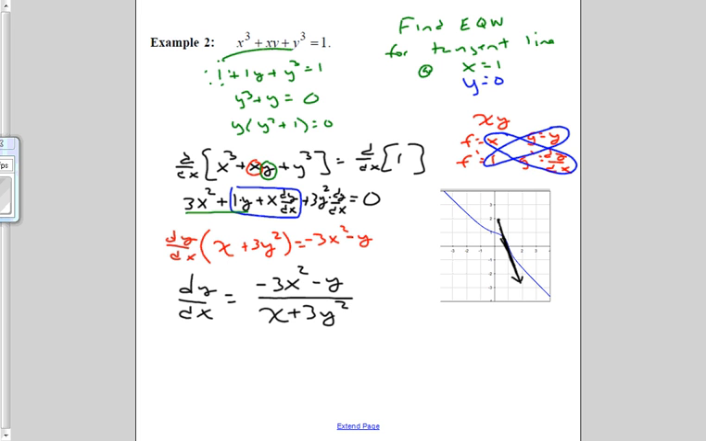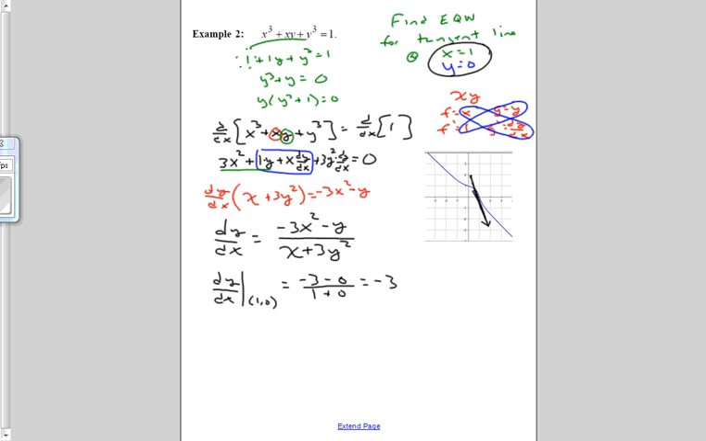But we want to find it at this specific point when x is 1 and y is 0. So plugging those values in, finding dy dx at the point (1, 0) is going to equal (negative 3 times 1 minus 0) over (1 plus 0), which is negative 3. And that slope makes sense, given the slope of my tangent line.